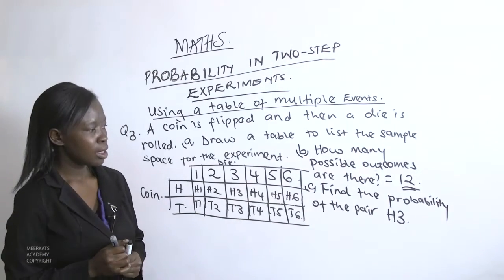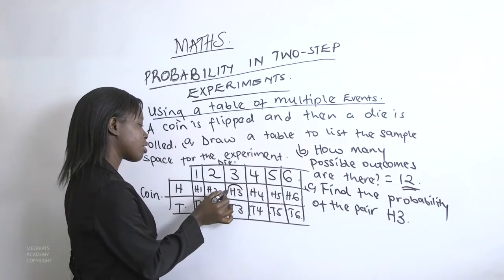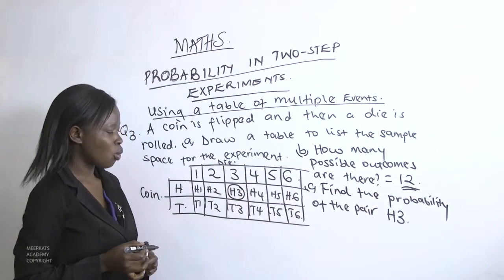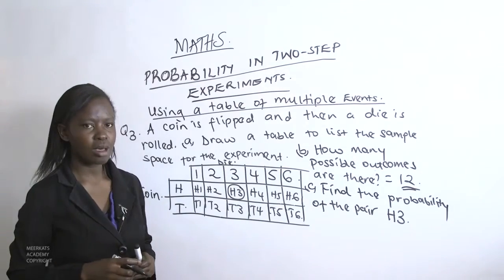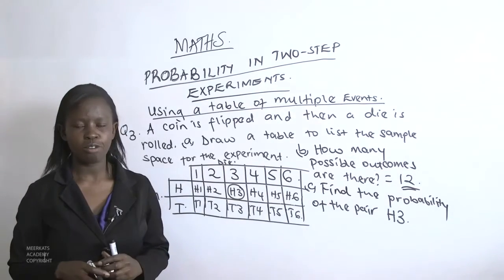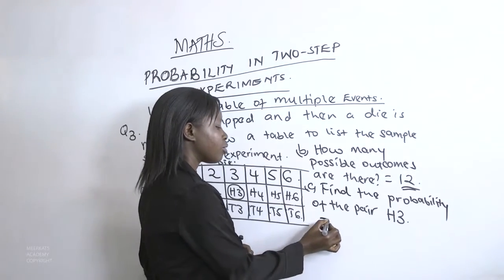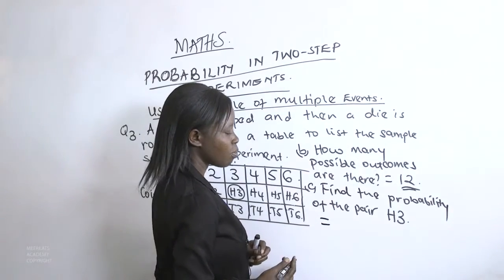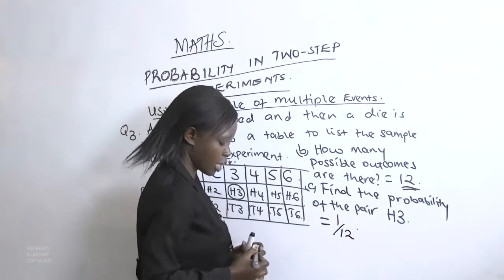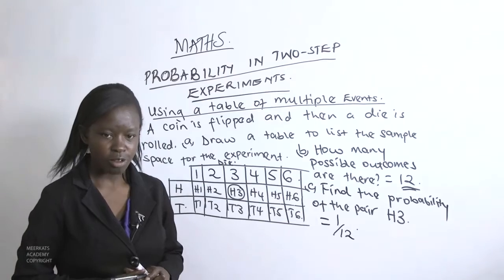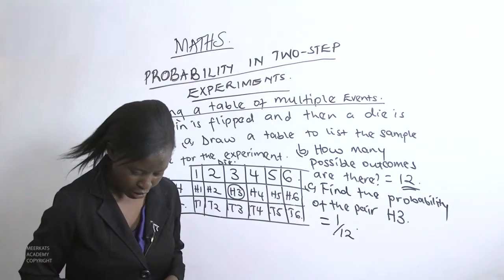How many favorable outcomes do we have for H3? We discover that we only have one H3. So we have one favorable outcome out of 12 outcomes. So the probability of the pair H3 will simply be 1 out of 12 as our probability of obtaining a pair that is H3.